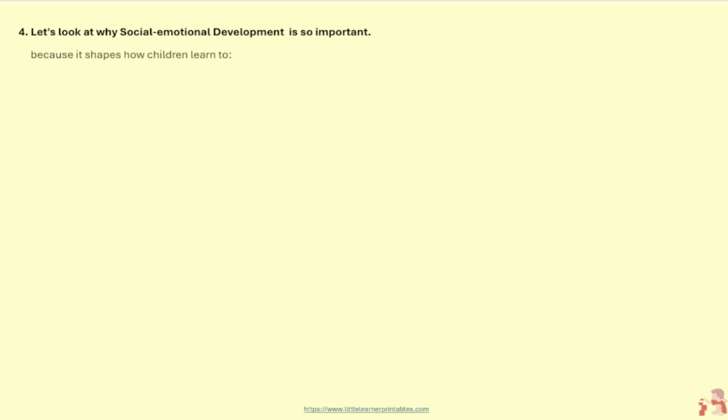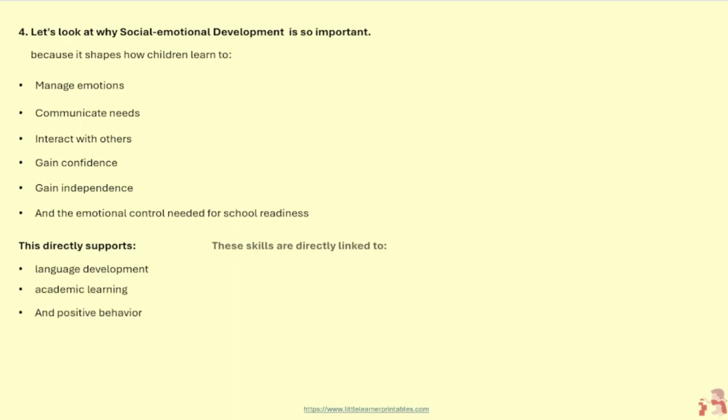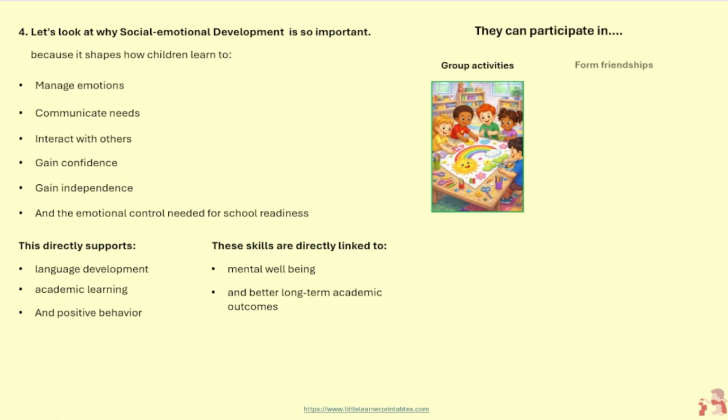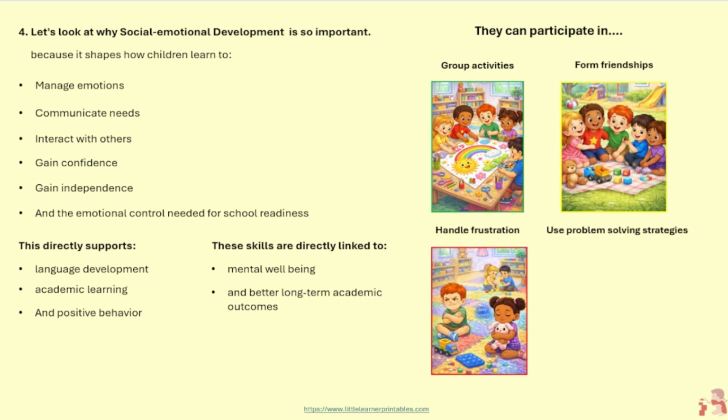Because it shapes how children learn to manage their emotions, communicate their needs, interact with others, gain confidence, gain independence, and the emotional control needed for school readiness. This directly supports language development, academic learning, and positive behavior. These skills are directly linked to mental well-being and better long-term academic outcomes. They are able to participate in group activities, form friendships, handle frustration, and use problem-solving strategies.